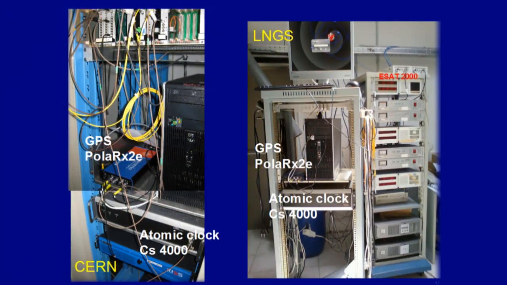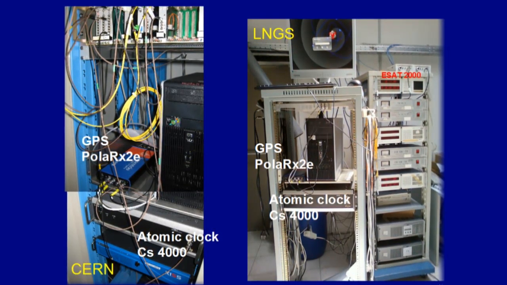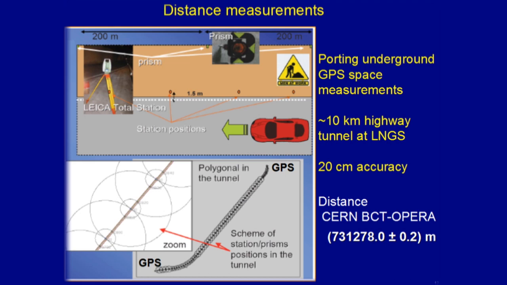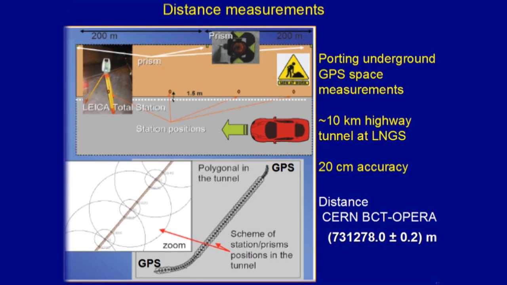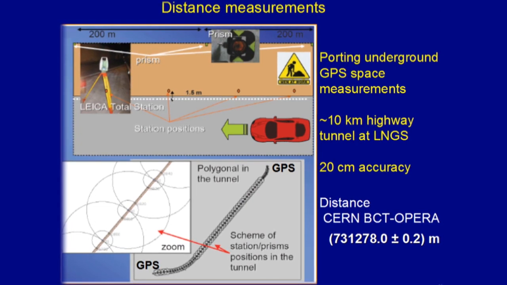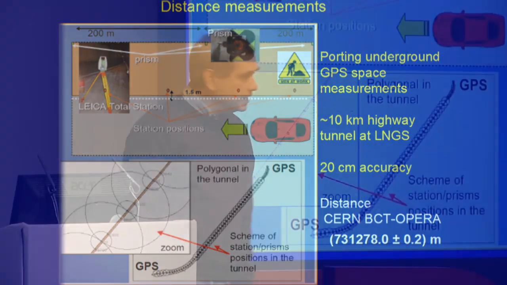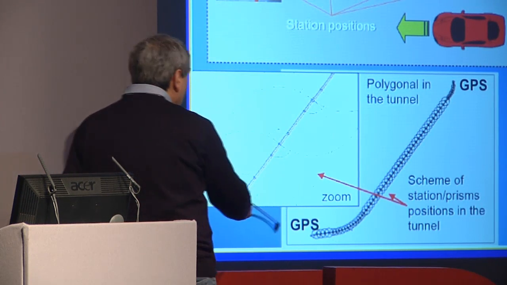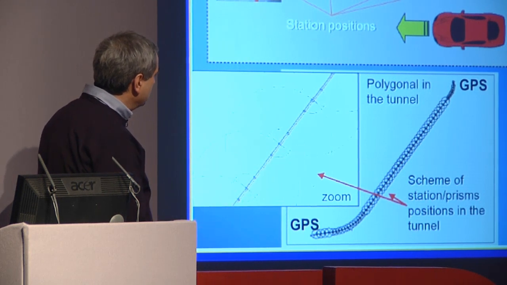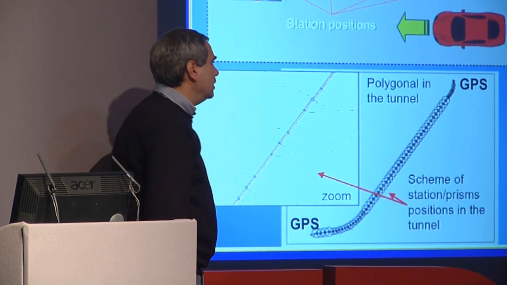Here you can see quickly the two systems which are installed here at CERN and here in Gran Sasso, with the GPS receiver and an atomic clock. And the other ingredient is the distance. So how do we know the distance between these two places? This is still done with the GPS. But there is a complication because our detector is underground, where we cannot receive the radio waves from the GPS satellites. So these measurements must be done outside this highway tunnel, which leads to the underground lab and is about 10 kilometers long. And then with a set of triangulations, we can bring this information underground.